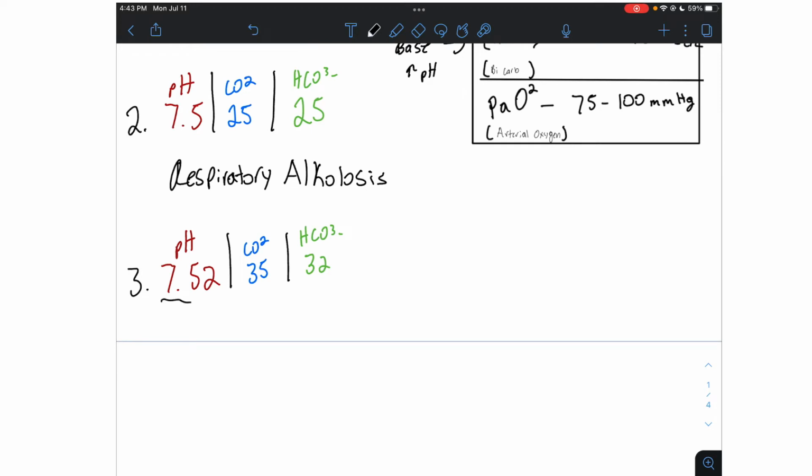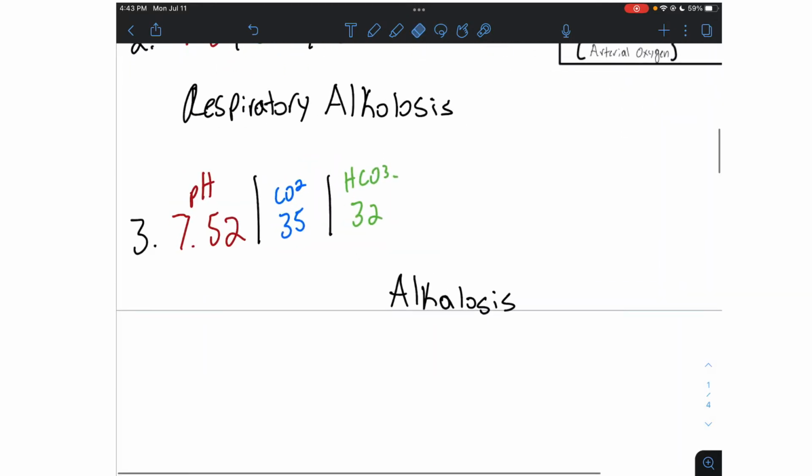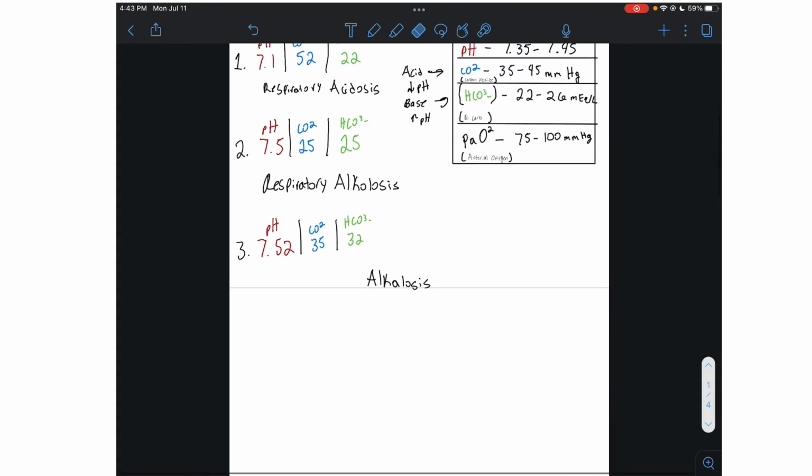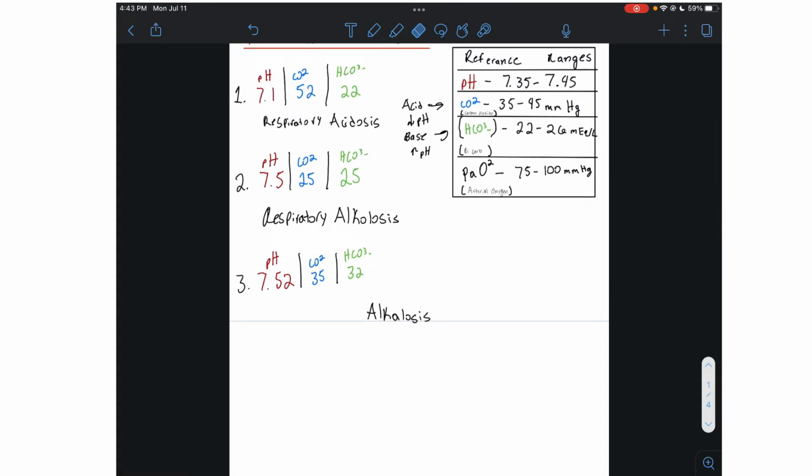So number 3, we look at the pH. What do we got here? We got an alkalosis of some sort. We already know because we look at the pH, right? So alkalosis. Now let's look at the CO2. The range is 35 to 45, as you can see in the reference range right here. So that's normal. We know the CO2 is not the problem here.